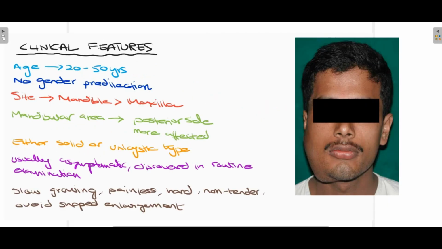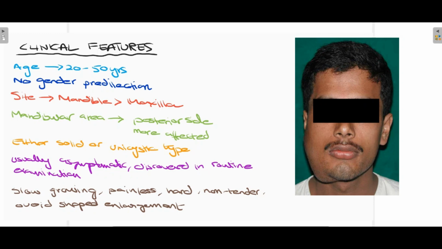Now moving on towards clinical features of ameloblastoma. In this clinical picture you can see the patient is roughly around 30 years old. Talking about age, most commonly ameloblastoma occurs between the ages of 20 to 50 years, but it can range from as low as 10 years old to as old as 90 years old. There is no gender predilection. It occurs equally in males and females.